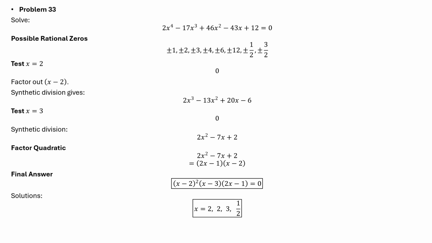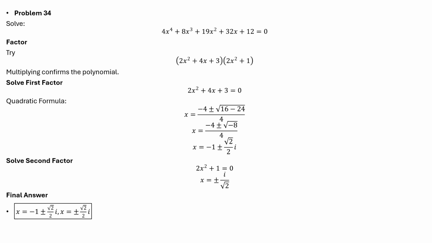Testing rational zeros reveals that 2 and 3 are roots. After repeated synthetic division, the remaining quadratic factors into 2x minus 1 and x minus 2. Therefore, the solutions are 2 with multiplicity 2, 3, and 1/2.